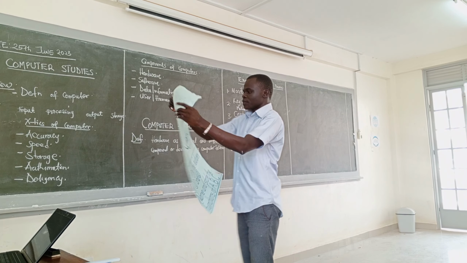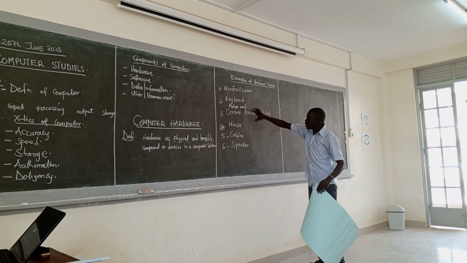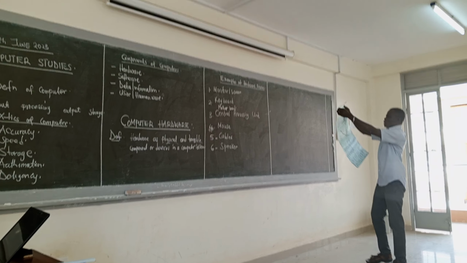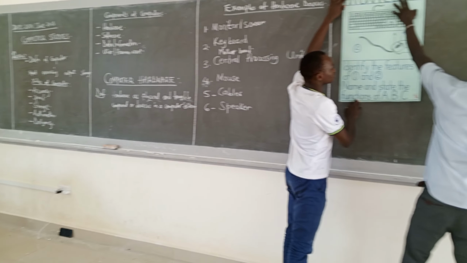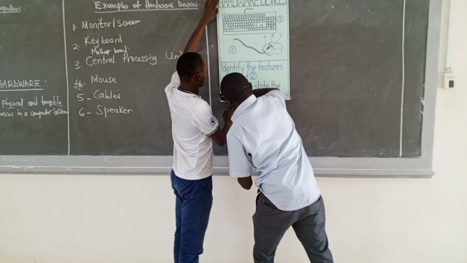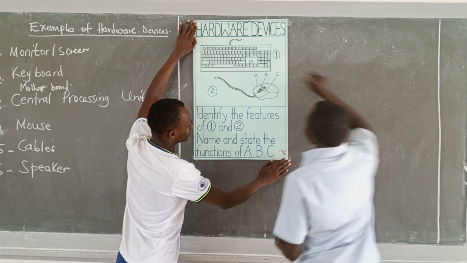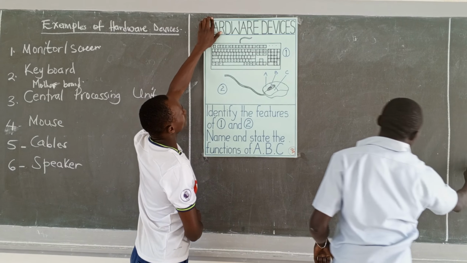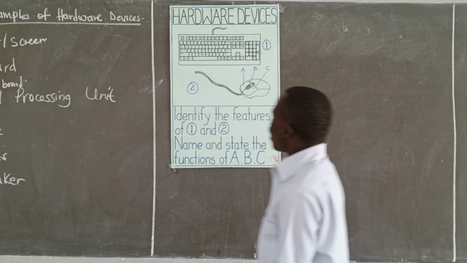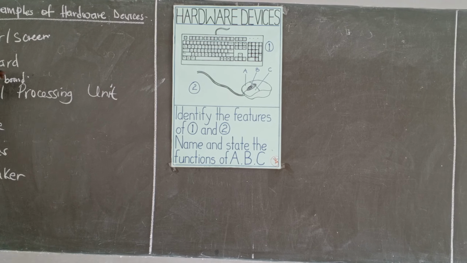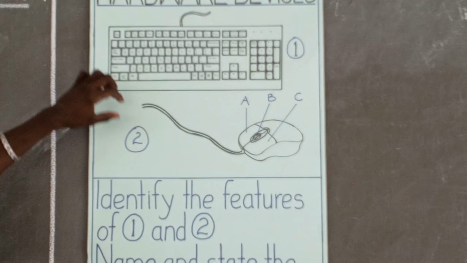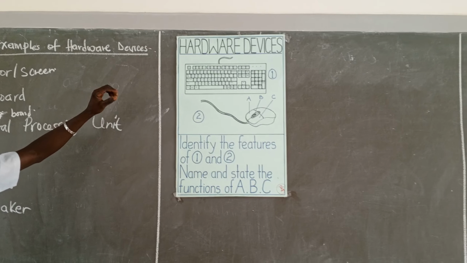So as a class, I'm going to give you an activity. Out of the many hardware devices, we are going to pick two, that is the keyboard and the mouse. They are shown in the diagram. Out of the many hardware devices, we have selected two. They are labeled in the figure, figure 1 and figure 2. So you have some questions here to attempt.